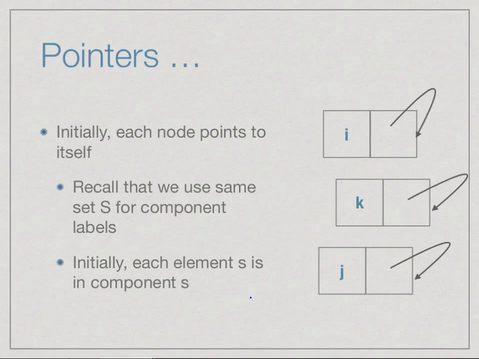So make union find is the initialization. What it does is set up each component as a singleton containing an element of the same name. So I belongs to the component I. There is a node I which points to itself. Then there is a node K which points to itself, indicating this is a component called K containing K. This is a component called J containing J. So we have n such nodes, 1 to n, each of which contains the name in the first part and a pointer to itself in the second part, saying it's a singleton component.